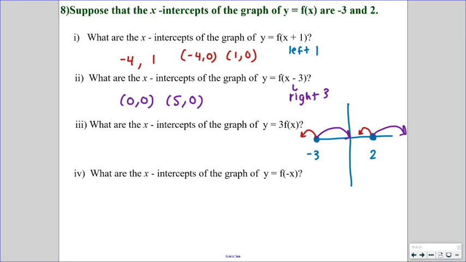Okay, what are the x-intercepts of the graph of 3 times f of x? Well, this is a vertical stretch.